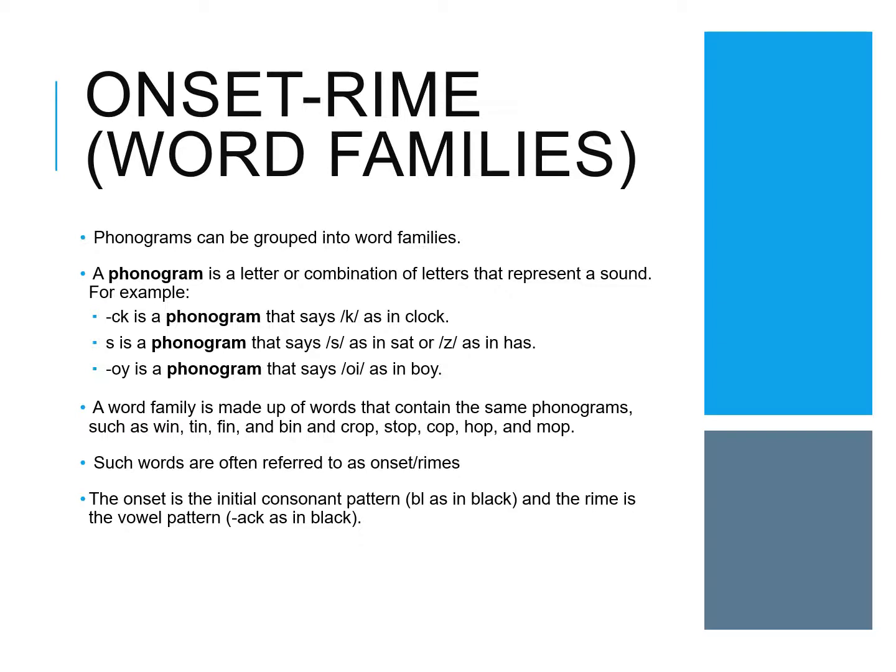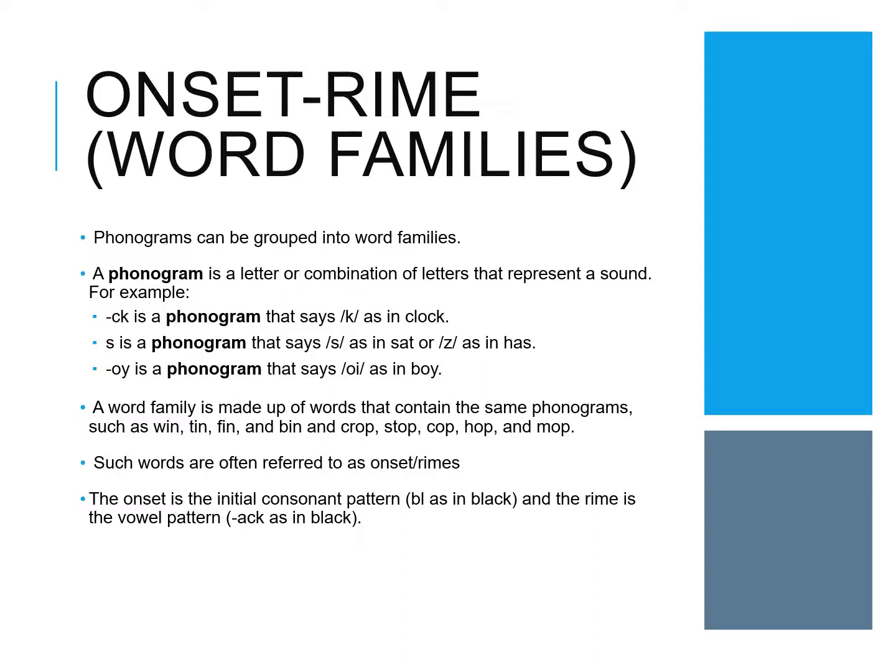All right, let's talk about onset, rhyme, or word families. Phonograms can be grouped into word families, and a phonogram is a letter or combination of letters that represent a sound. So for example, the CK is a phonogram that says K as in clock. S is a phonogram that says S as in sat, or Z as in has. OY is a phonogram that says oi as in boy.